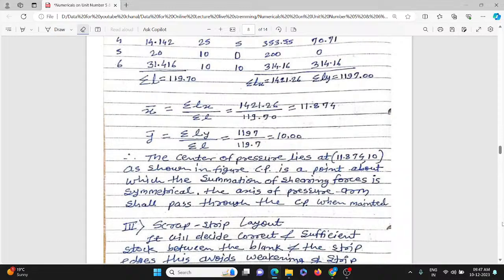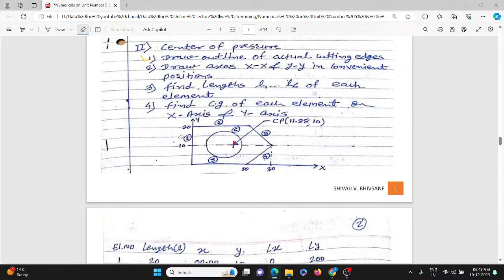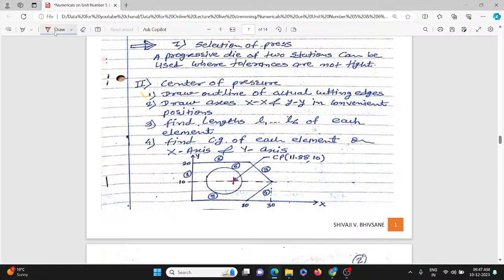Okay, one more doubt is there, the length of element number 4. We'll go to element number 4. Which one is element number 4? This one. This one is element number 4. So what will be the length here? For that, you have to join this one like this, and you have to join this one.